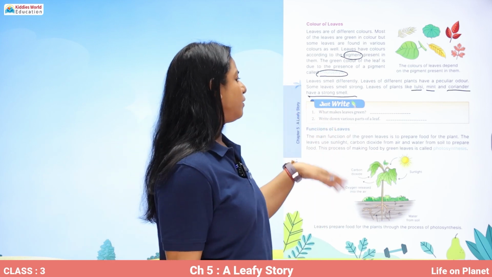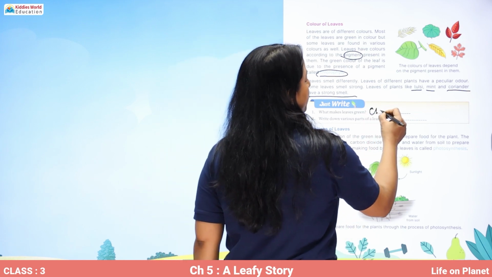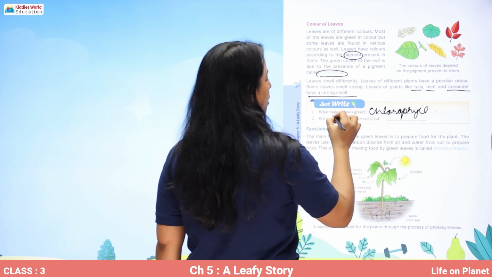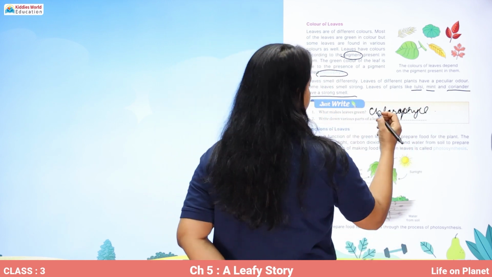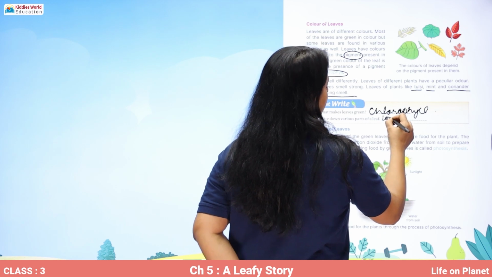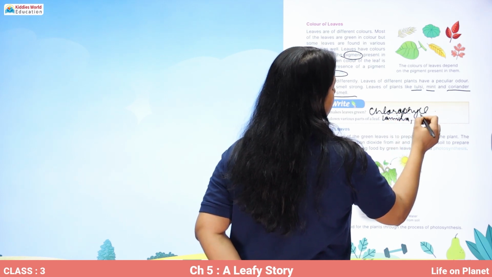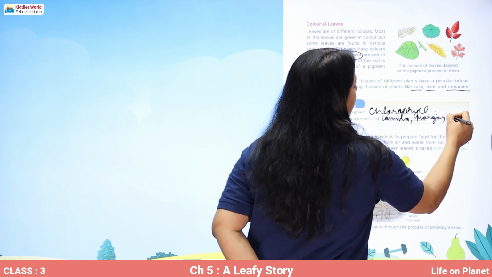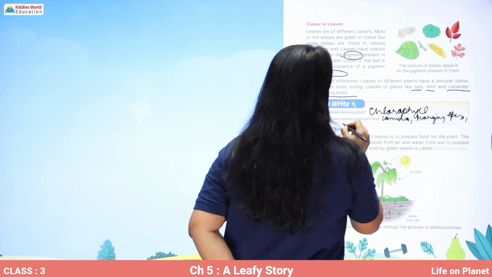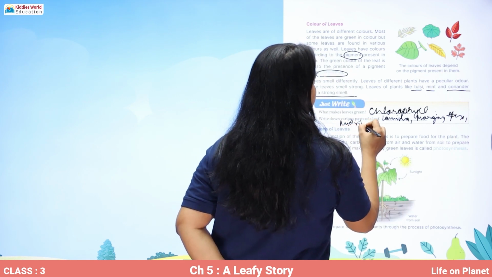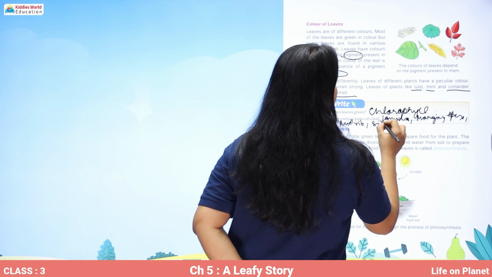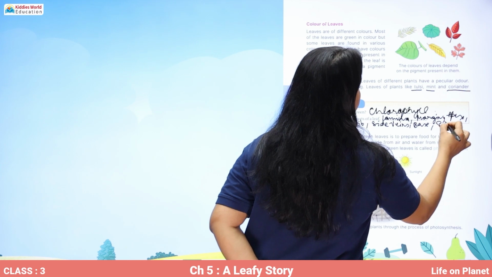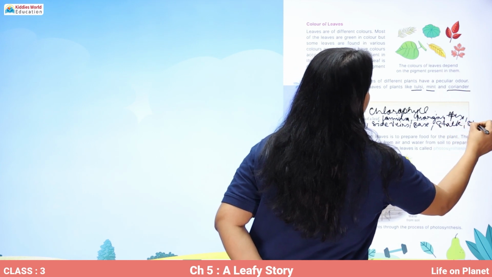Now, let's write what makes the leaves green. The pigment called chlorophyll makes them green. Write down various parts of the leaf. Okay, so let's write lamina, then the margin, apex, midrib, side veins or lateral veins, the base, the stalk, and the stomata.